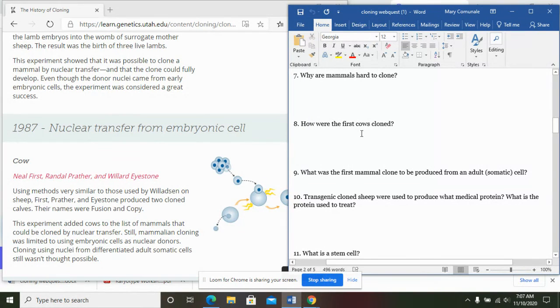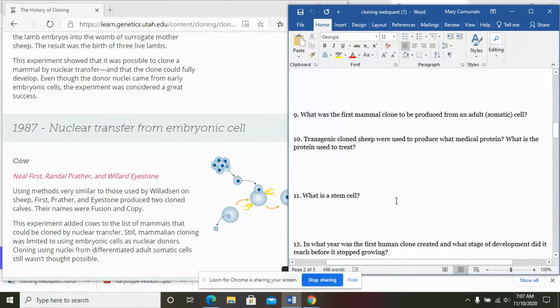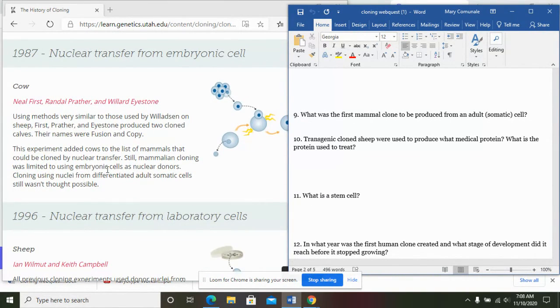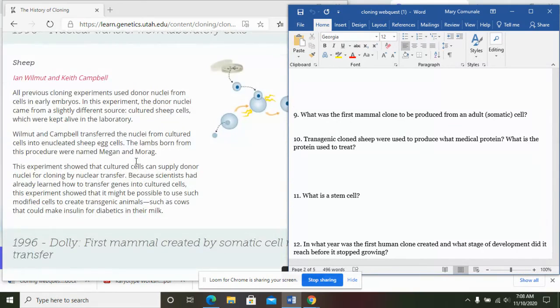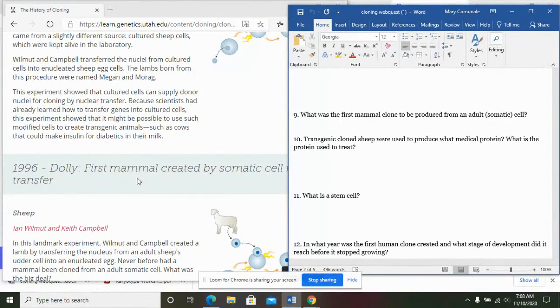So we got number 8 here. How are the first cows cloned? Nuclear transfer from an embryonic cell. First mammal to be cloned from an adult somatic cell. I believe that was Dolly. Right here, first mammal created from a somatic cell.